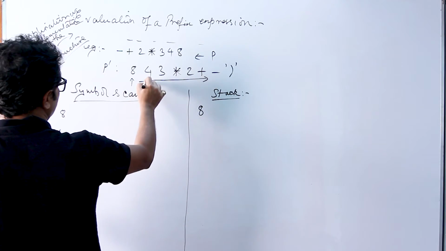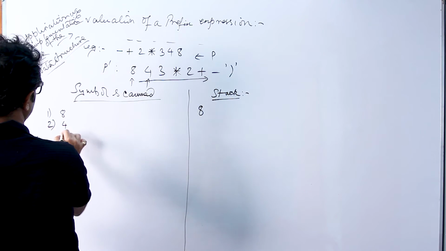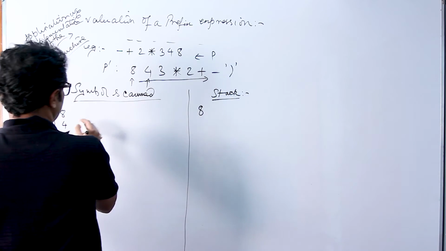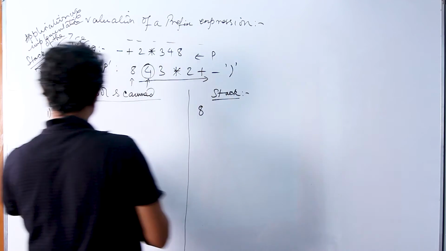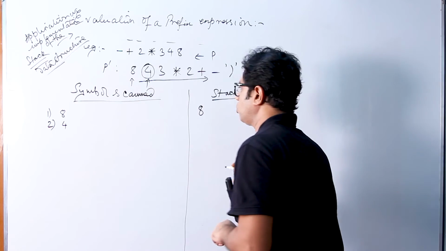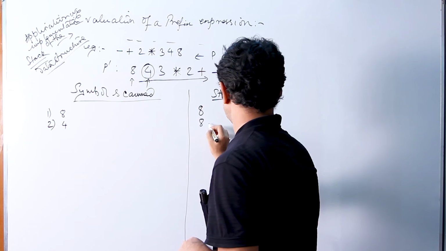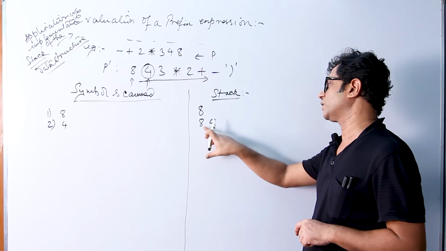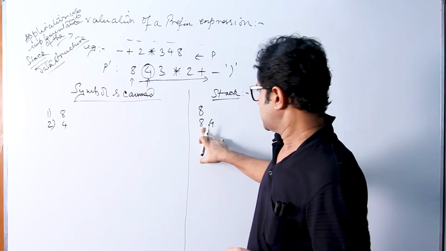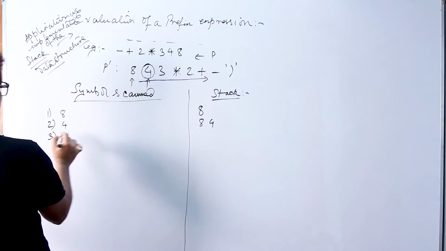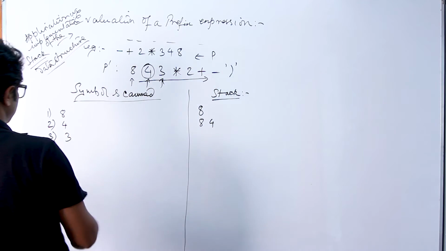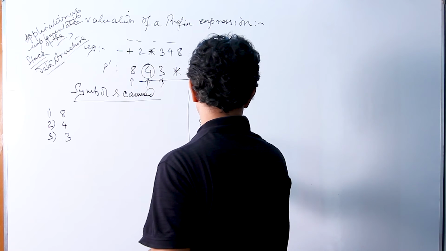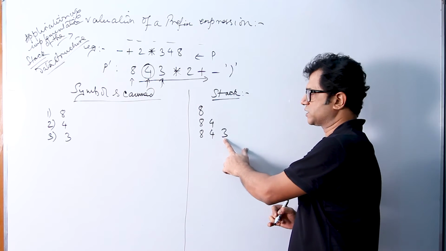Now we scan the second character, that is the 4, and 4 is also an operand. So we'll again push the 4 onto the stack, and the stack grows and becomes like this: 8, and above 8 is 4. The topmost element is now 4, and the next to top element is 8. Next we scan 3. 3 is also an operand. Again we push 3 onto the stack. So now the topmost element of the stack is 3. The stack grows in size.